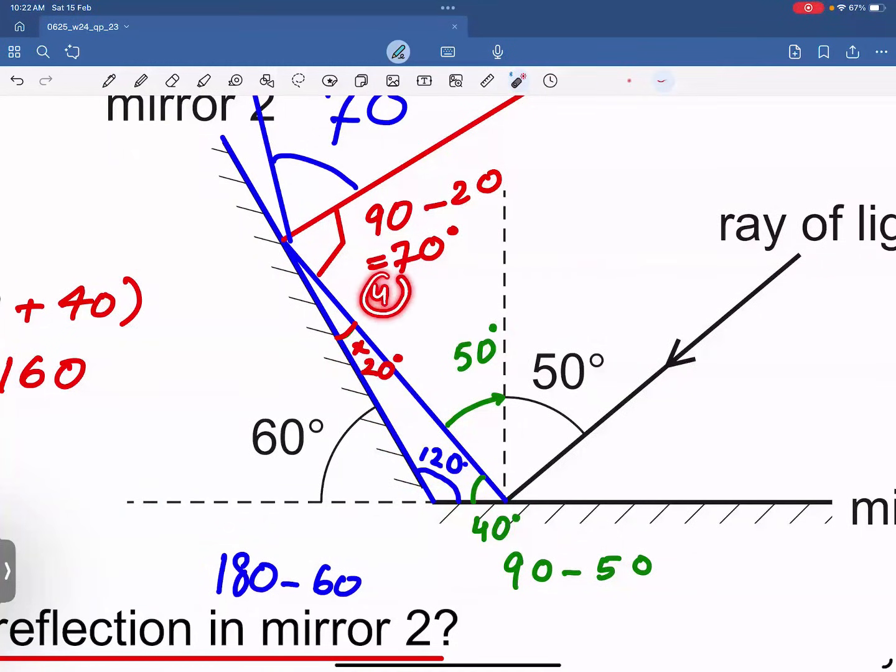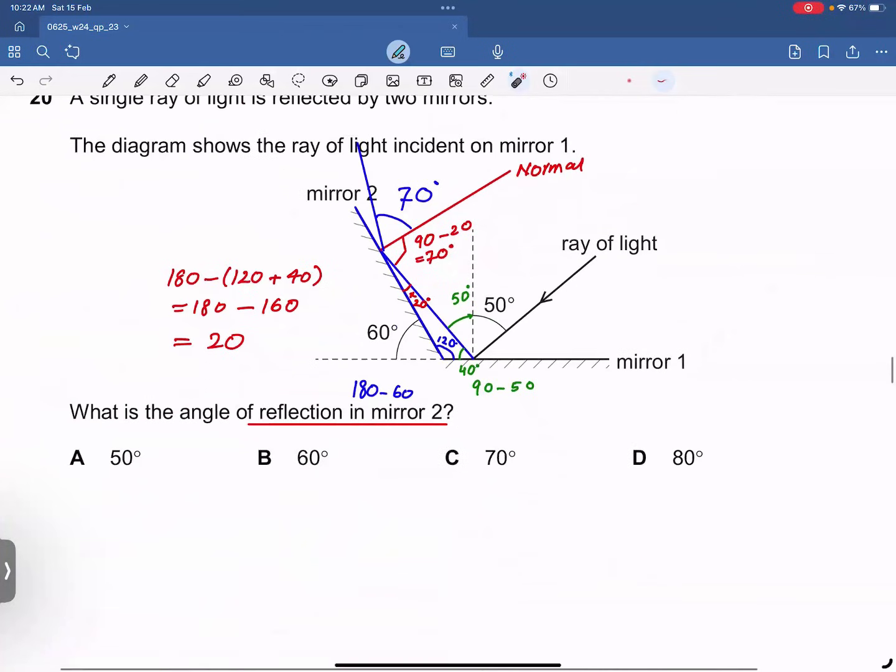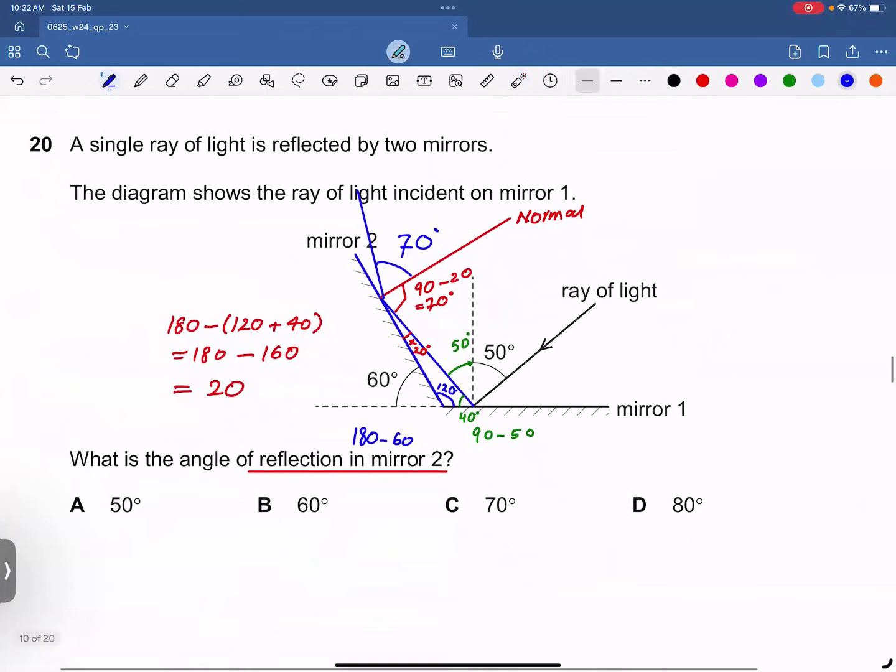Step 4 was to draw the normal and find this angle by doing 90 minus 20, which is 70. So once you got the angle of incidence on the mirror to be 70, the same is the angle of reflection. I hope you understood. If you still have a question, you can ask me. The option will be C, my dear students. We proceed to question number 21.